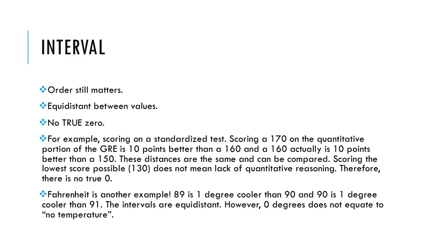Fahrenheit is another example. 89 degrees is 1 degree cooler than 90, whereas 90 is 1 degree cooler than 91. So these 1 degree changes are comparable, right? The intervals are equidistant. However, 0 degrees does not really mean no temperature. We all know that doesn't mean there's a lack of temperature. It is just a specific temperature, and we know for Fahrenheit that 0 degrees is very cold. Okay.